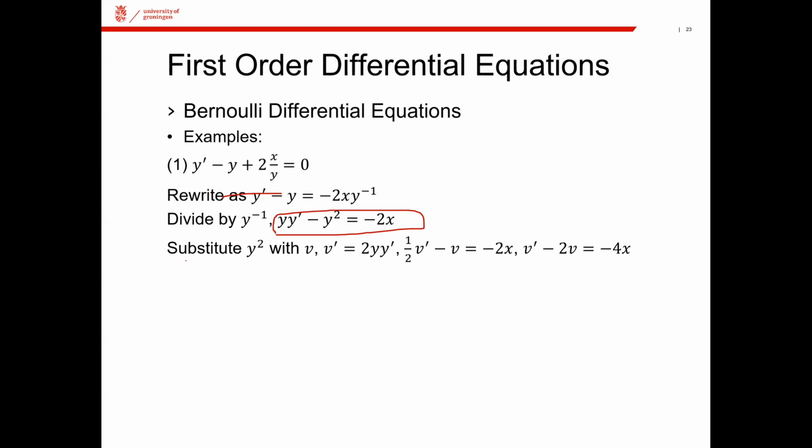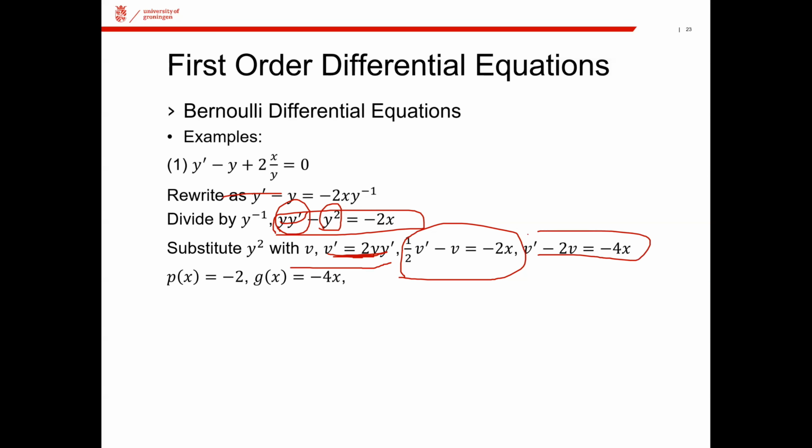And just apply the steps that we talked about before. We substitute y squared, so this part, with v, and we calculate the derivative v prime, and then we have v prime equals 2y times y prime, and we can substitute y times y prime with v prime divided by 2. That is from this equation. And then we have the new equation, this one. And we can apply the linear equation formula now.